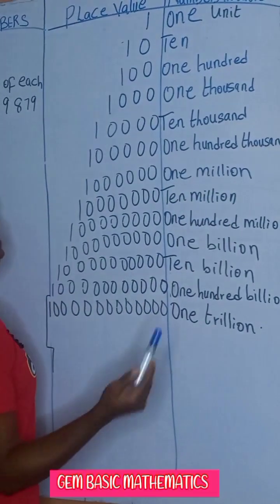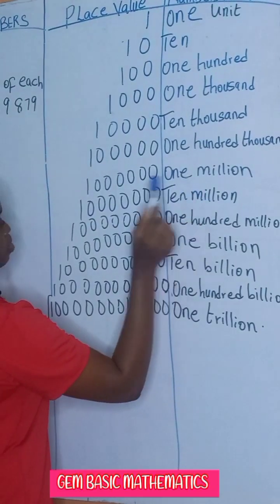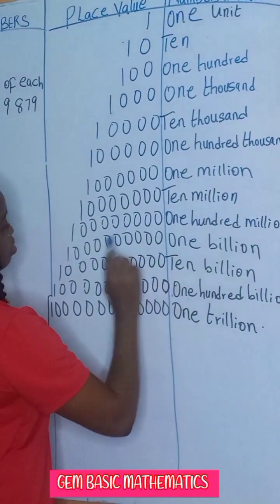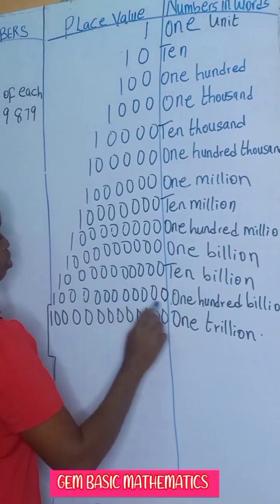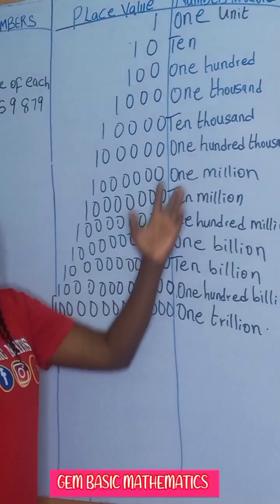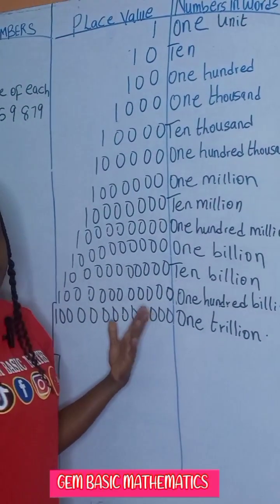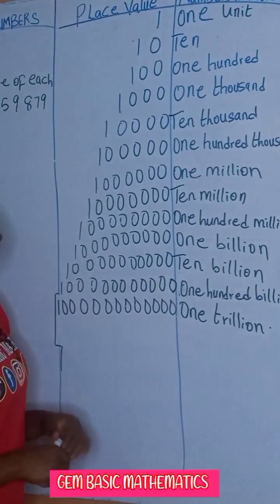Remember, I was saying a million has six zeros. You can remember in our previous class. This is 10 million, 100 million, 1 billion, 10 billion, 100 billion, and 1 trillion. If you are finding this difficult, go back to our previous classes. We have done all this and I've explained how to get it. Now we're looking at place value.